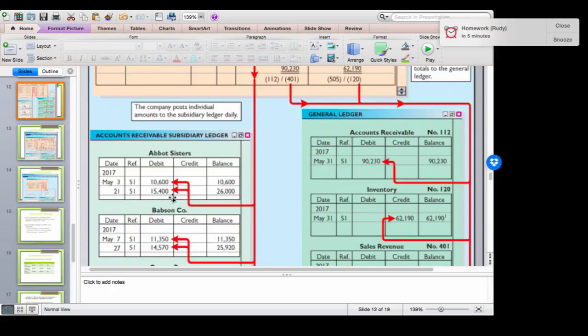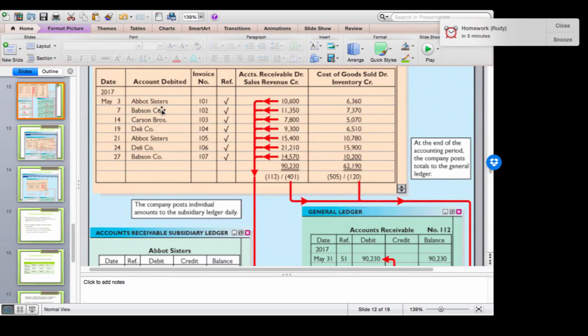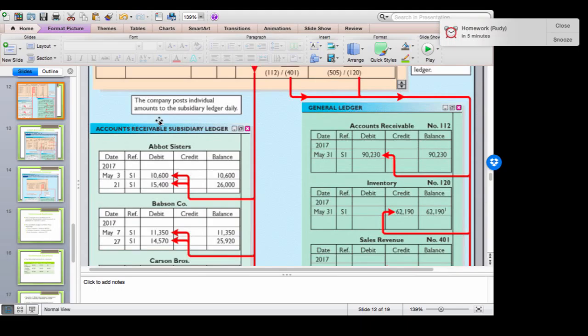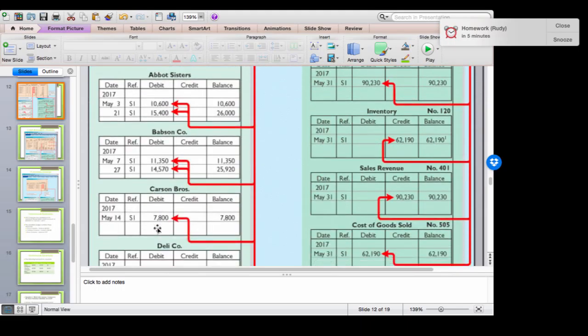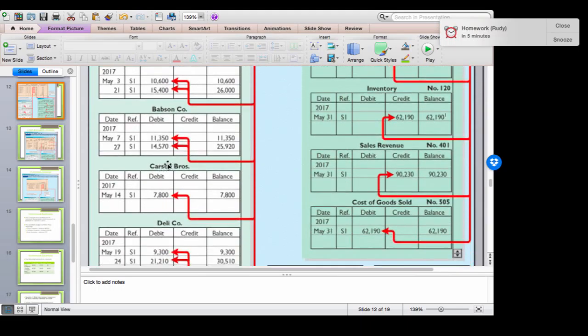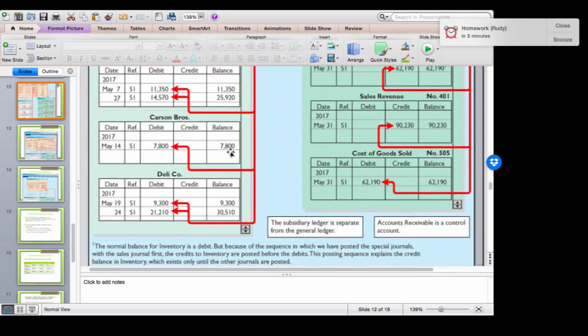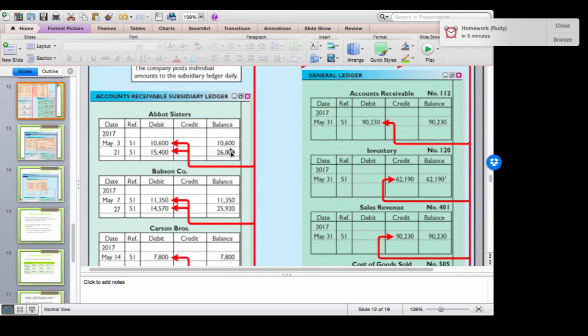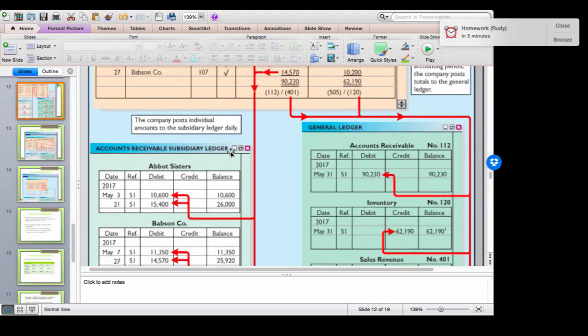And then you know, because of your lovely subsidiary ledger, that for the month of May, you sold $26,000 worth of supplies to Abbott Sisters. Likewise, you go through the other companies, you record them as they're being sold to you, but then you separate them based on companies. So you know that Babson Company, you sold them $29,920. Does that make sense? Now, what is the relationship between the subsidiary ledger and the general ledger?